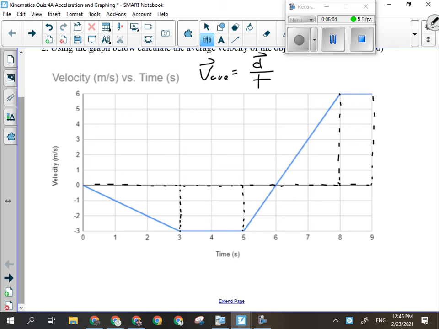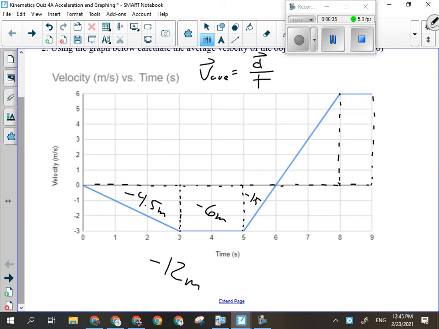Okay, I can calculate the area here. It's -3 times 3, so base times height, -9 divided by 2. Okay, so this is -4.5 meters. All right, this rectangle here is -3 times 2, so it's -6 meters. And then this one here is -3 times 1 over 2, -1.5. So in total, there's 12 meters in the negatives for this graph.